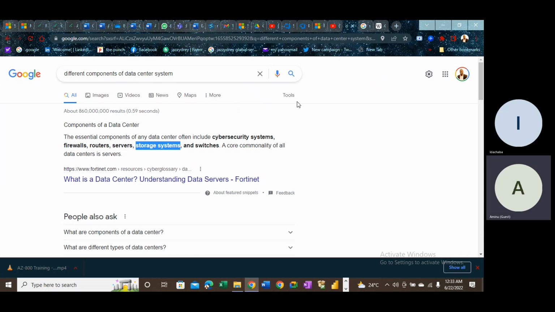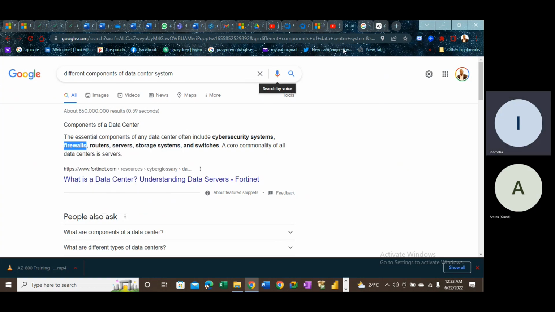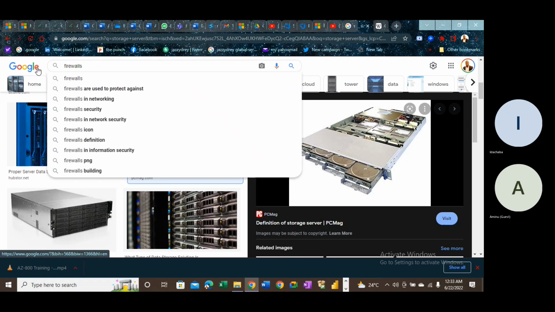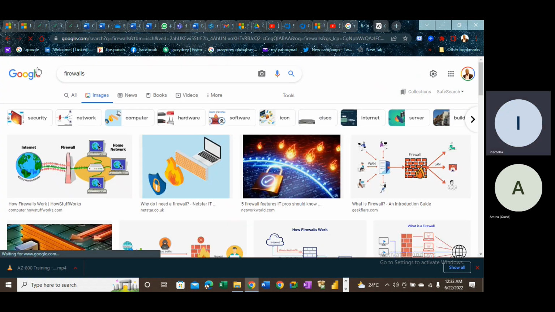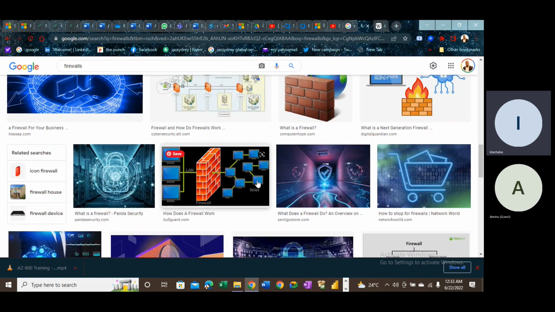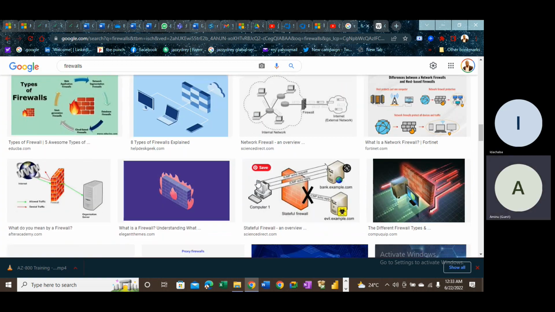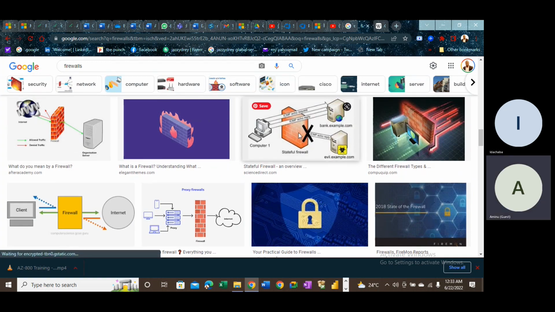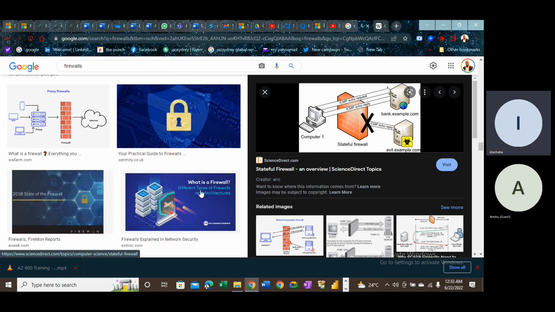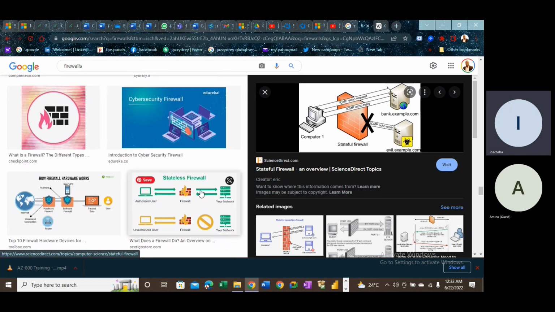What about the firewall? I was going to the firewall. Okay, so your firewall can be software and can be hardware, just like your server. When you say hardware, how? Hardware. Okay.